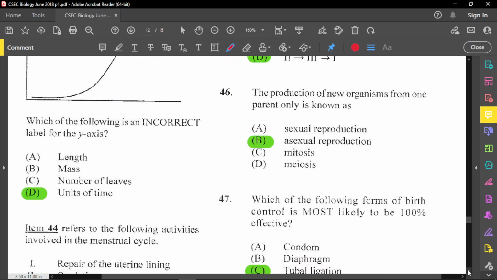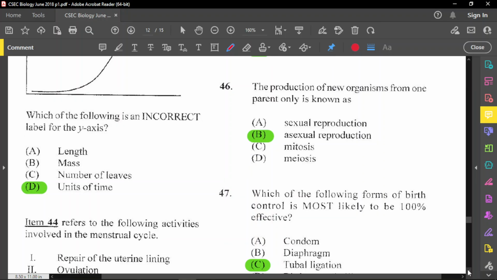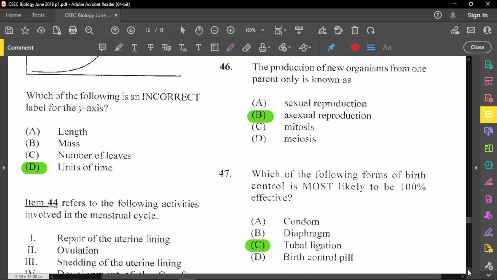Now 46, the production of new organisms from one parent only is known as what? Without any question, no debate, definitely asexual reproduction. Mitosis is a process that can be used for asexual reproduction. So asexual reproduction is a general thing.